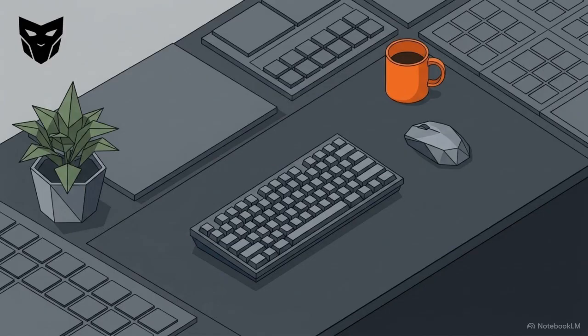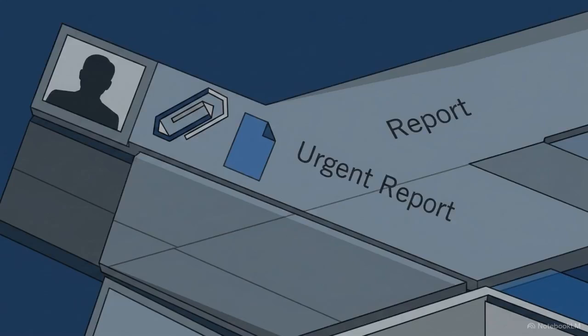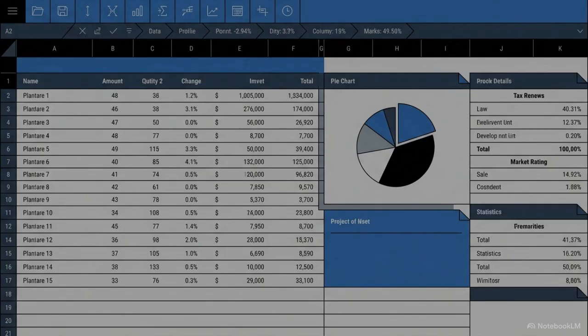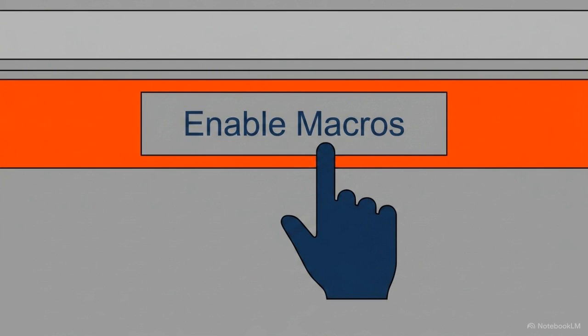Picture a normal Tuesday morning at your desk. An email arrives from what looks like a colleague, complete with a familiar signature and an attachment labeled Urgent Report. You open the file. It looks like a standard spreadsheet, but a small, polite prompt appears at the top of the screen, asking you to enable content or enable macros to view the data.